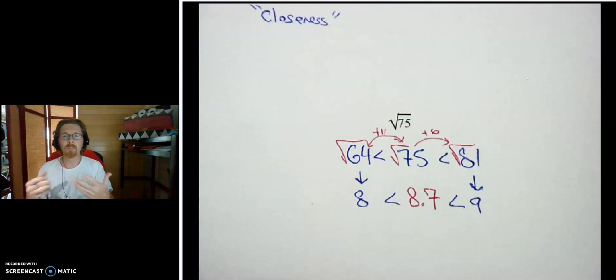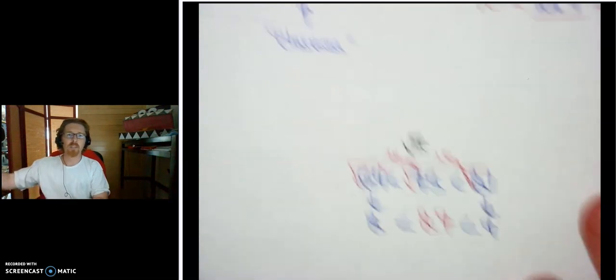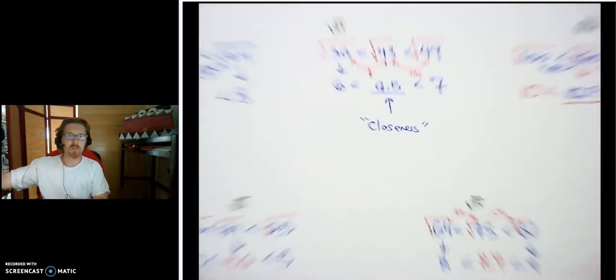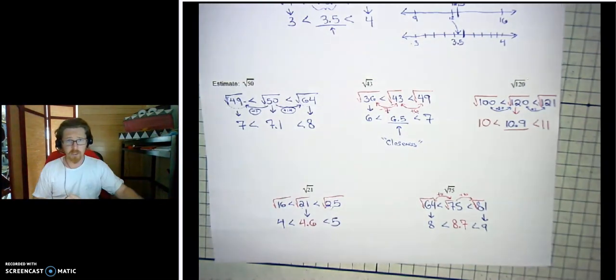So that's how we're going to be estimating square roots when they are not perfect squares. Choose the perfect squares that are closest, and then just kind of do your estimation from there.